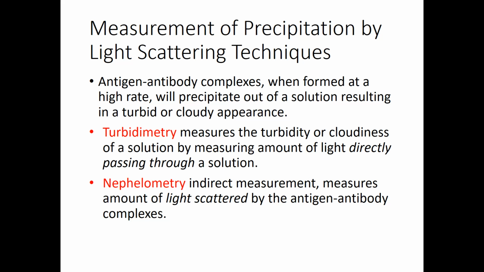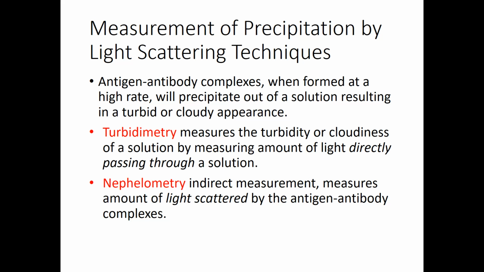I don't have a picture exactly of it on the next slide, but we'll see. Turbidimetry measures the turbidity or cloudiness of a solution by measuring the amount of light that directly passes through the solution. That's an important fact, and I'm going to show you this in just a second in the test methodology. Nephelometry, on the other hand, is an indirect measurement. It measures not the amount of turbidity by passing the light through the solution, but rather the light that gets scattered when light hits the antigen-antibody complexes.